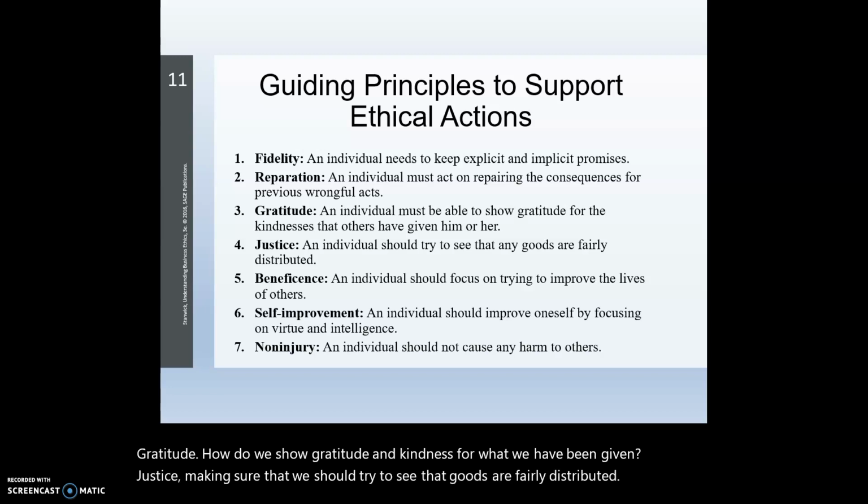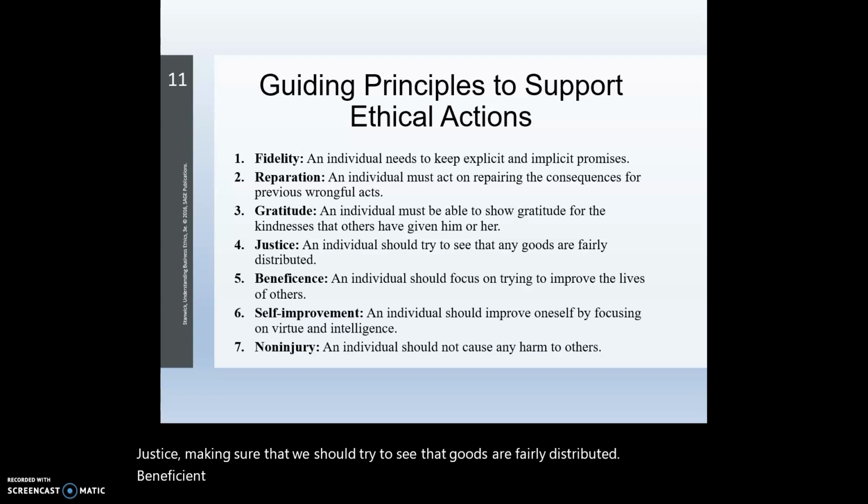Beneficence, an individual should focus on trying to improve the lives of others. So trying to benefit or trying to help others so their lives are better.